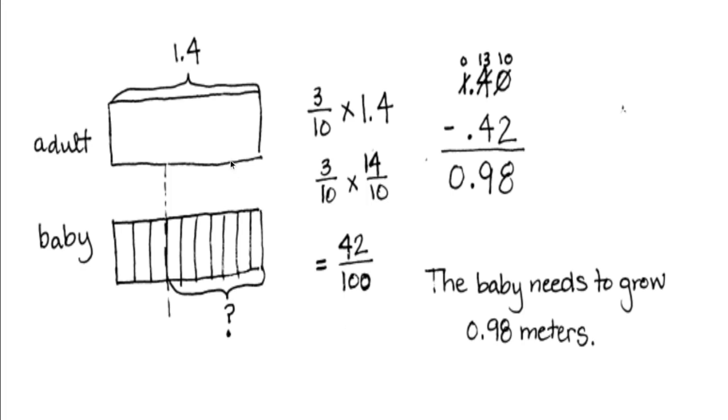So when we read the word problem, it told us the baby is 3/10 as big as the adult, but it gave it to us in word form. So what I did was I took the word form and I changed it into a fraction. So we know that 3/10 looks like this as a fraction, 3/10. Now we know that the baby is 3/10 as big as the mom, which is 1 4/10 meters tall. So instead of having a fraction and a decimal to multiply, I'm going to change the decimal into a fraction.